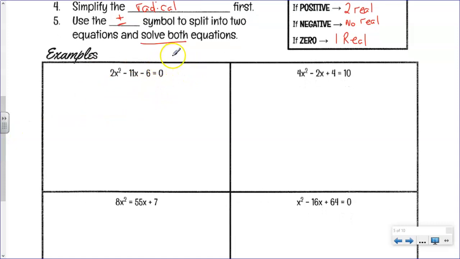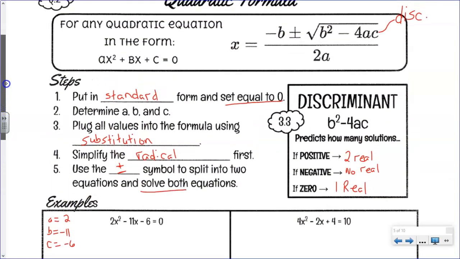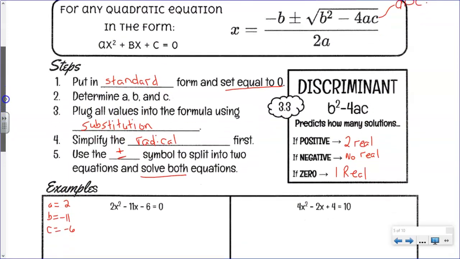Okay, so if we go down here and we look at this first one, is it set equal to 0? Yes. Is it in standard form A, B, C? Yes. So we're going to list our A and our B and our C. A equals 2. B equals negative 11, and C equals negative 6. Okay, so knowing these, then we're going to take our formula here at the top of the page, and we're going to plug it and chug it.